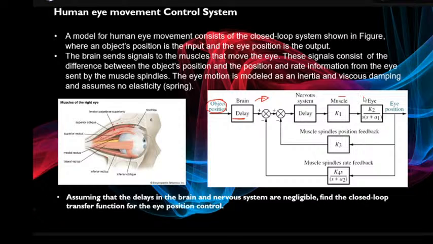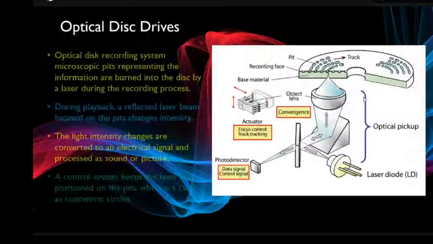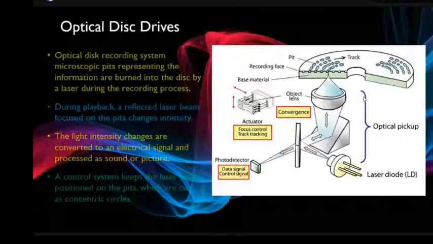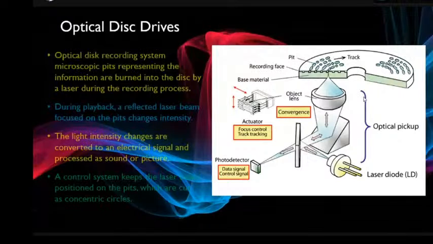So that is what happens, and this is the human eye movement control system. There is one more interesting example, that is the optical disk drive. We used it long back. Nowadays this technology is mostly not in use, but a few people still use it.